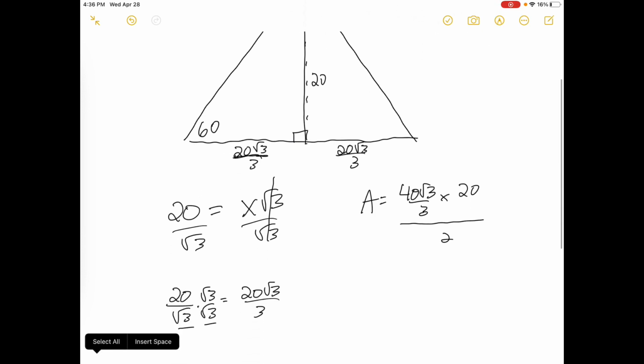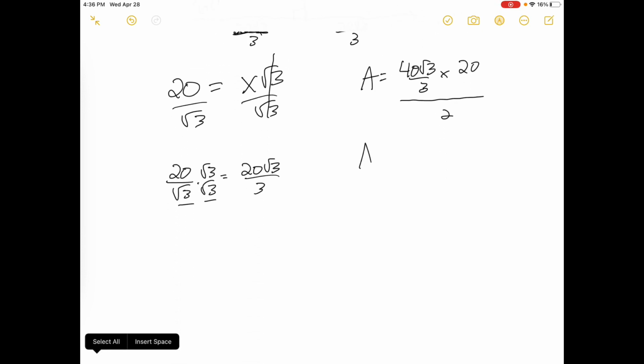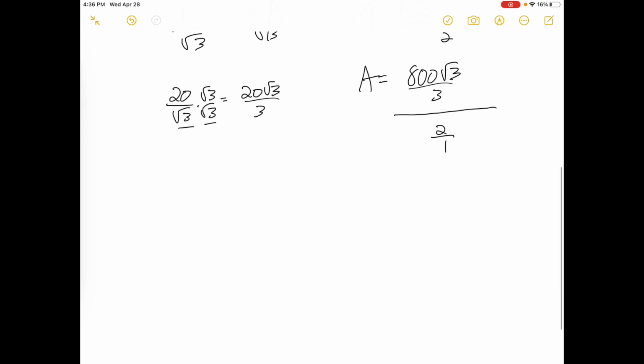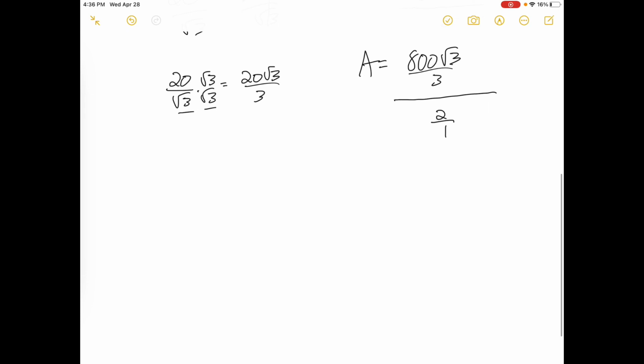All right, let's simplify that. Area equals 20 times 40 root 3 over 3, which is 800 root 3 over 3, divided by 2. I'm going to put 2 over 1 so you can see that we are dividing fractions. Anytime you divide, you're actually multiplying by the reciprocal. So we keep the top, multiply, flip the bottom.